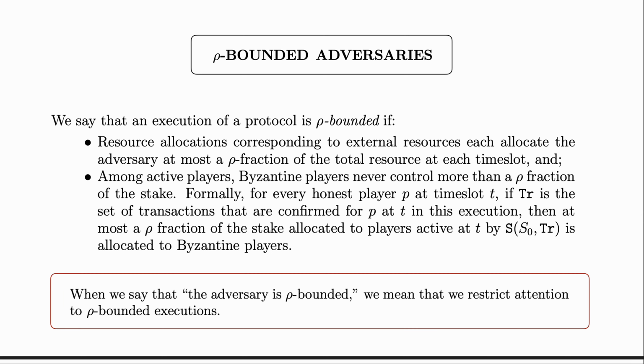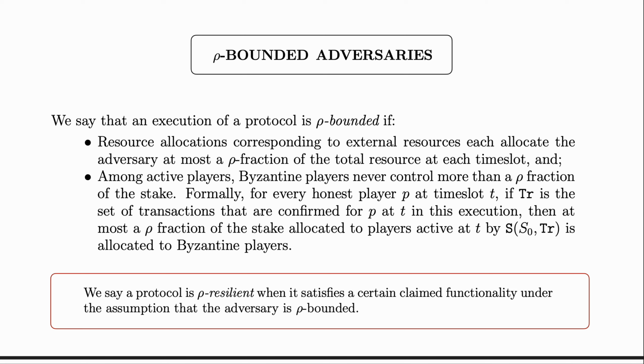Okay, and then just a few more basic definitions. When we say that the adversary is row-bounded, we mean that we restrict attention to row-bounded executions. So this definition here is with respect to executions, and then we can extend that definition.